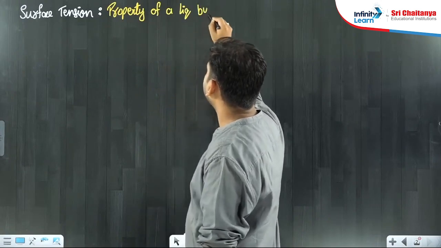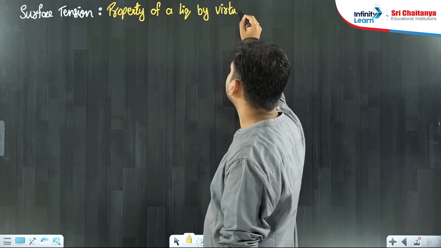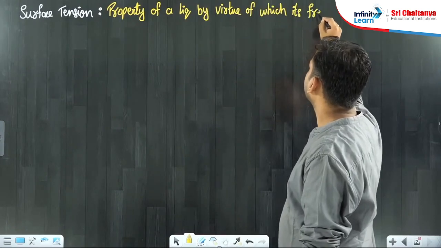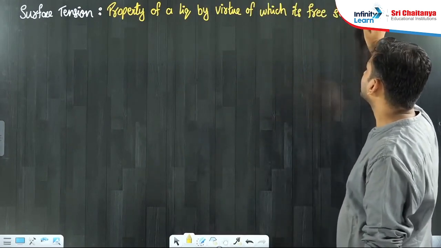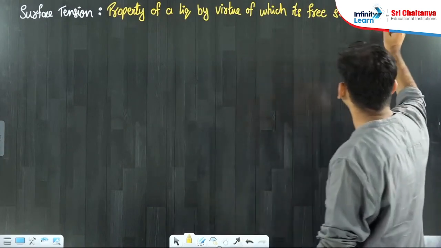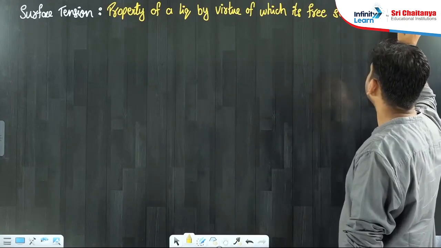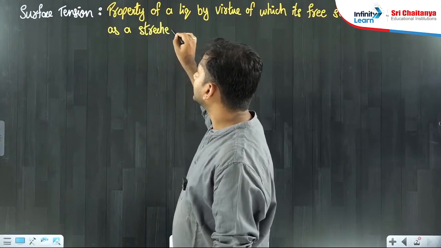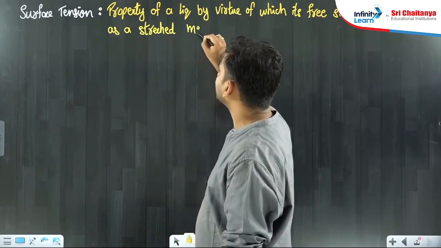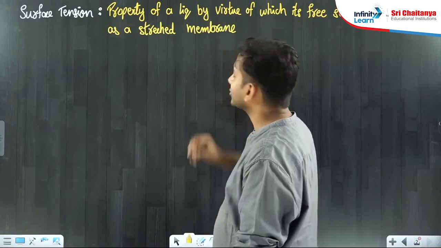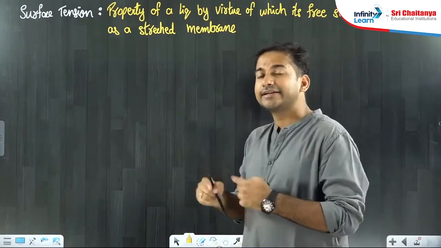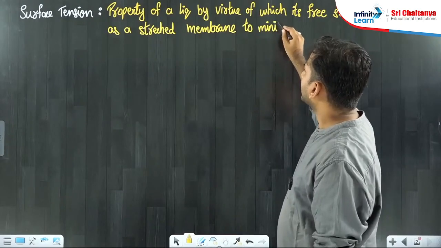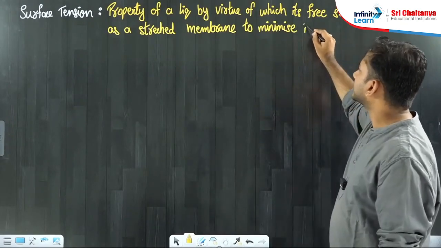Property of a liquid by virtue of which its free surface, meaning that surface which is exposed to the air, behaves as a stretched membrane. Basically a tension is created on the surface, as a stretched membrane. And why does it behave as a stretched membrane? To minimize its surface area. And why there is a need to minimize the surface area, we will talk about that.